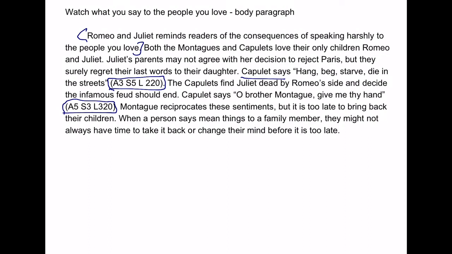And then for bonus points, you can connect this back to modern day by saying something like, when a person says mean things to a family member, they might not always have time to take it back or change their mind before it is too late. So I've kind of generalized the lesson from Romeo and Juliet to how it could apply to anyone.